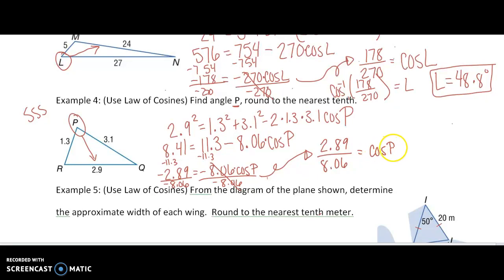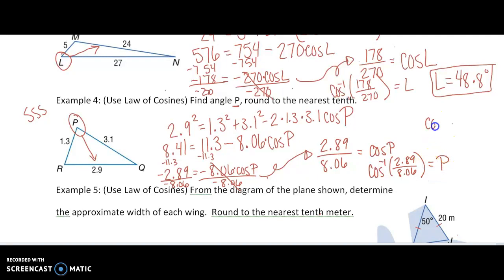And then cosine of p is in the function cosine. So in order to undo cosine, I have to take the inverse cosine of both sides. So I put both sides into the inverse cosine function, which will get rid of this cosine, which means I am left with the inverse cosine of 2.89 divided by 8.06. That quotient is inside the inverse cosine, and that's equal to p.